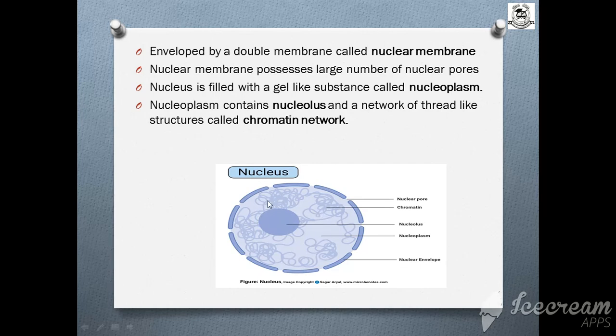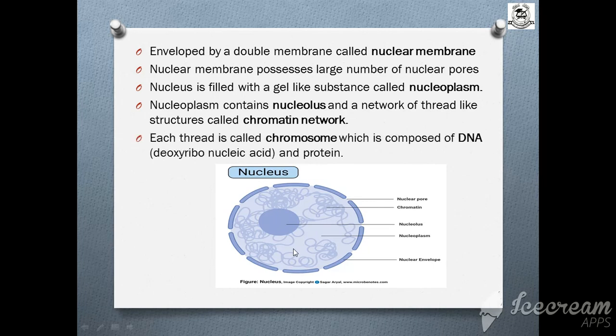You can see these threads. These are chromatin network. Each thread is called chromosome. There are many threads and each thread is called chromosome, which is composed of DNA, deoxyribonucleic acid, and protein. So that was the structure of nucleus.